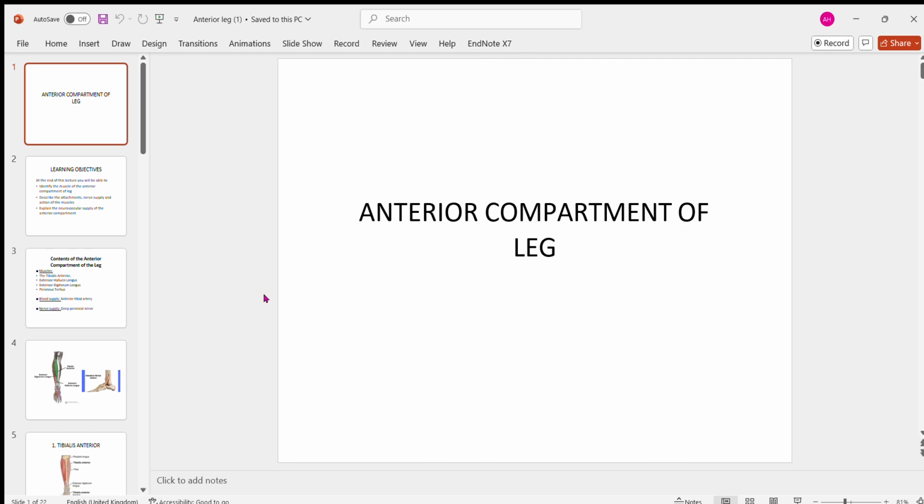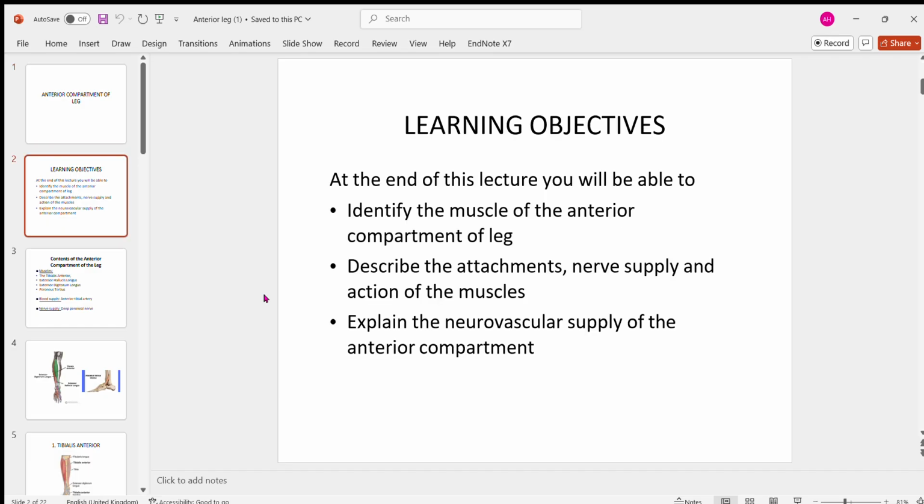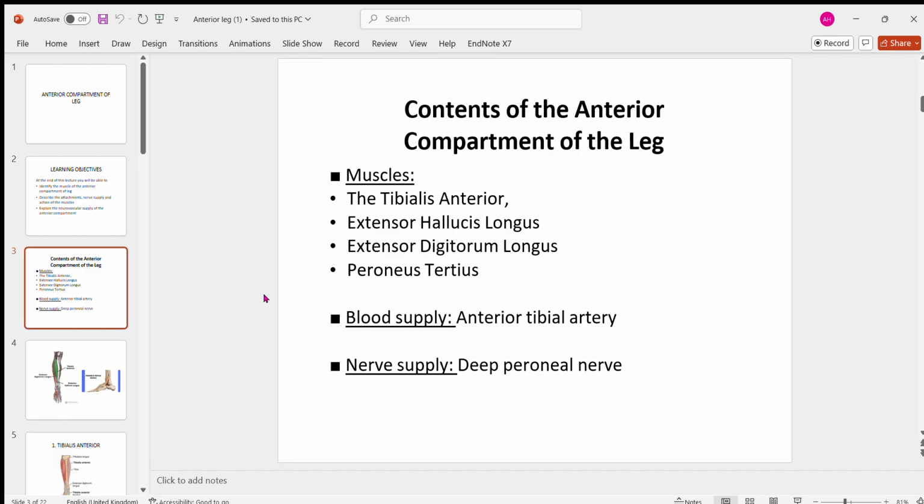Let's discuss the anterior compartment of leg. So what are the various structures that are present in the anterior compartment of leg? The muscles are the tibialis anterior, extensor hallucis longus, extensor digitorum longus, and the peroneus tertius. These are the four muscles comprising the anterior compartment of leg.